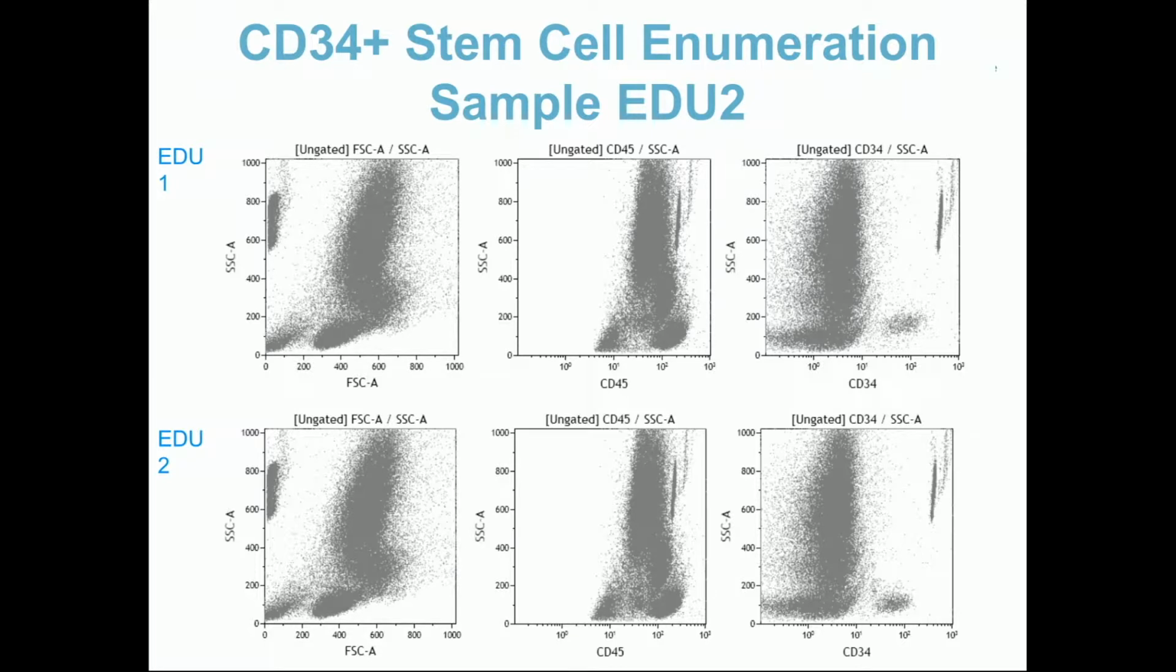So this is EDU1 and EDU2, just next to each other. There we go. You can see they look fairly similar, apart from some differences on the CD34 side scatter plot. But a lot of the events, you can see the bead cloud there on forward side scatter is identical. And again, it's identical because the bead populations are the same.